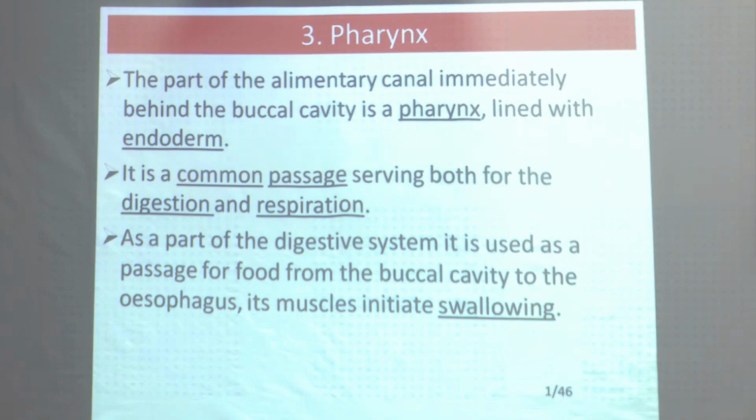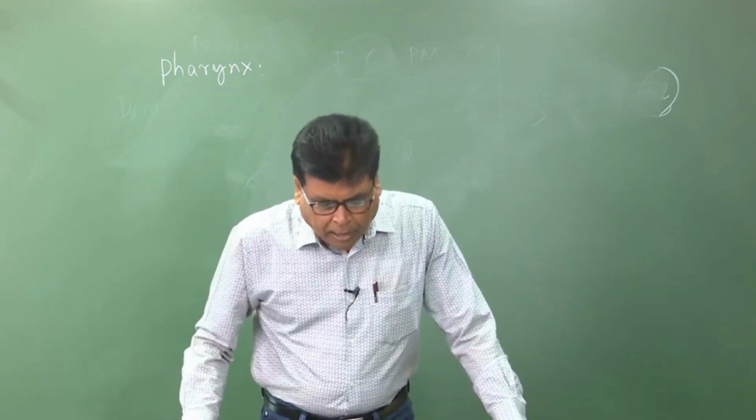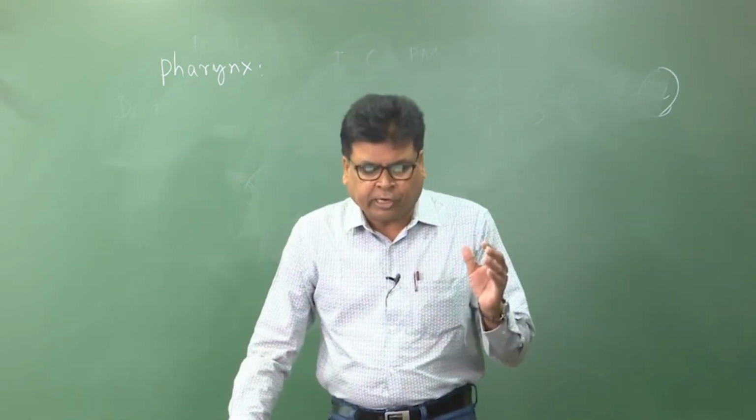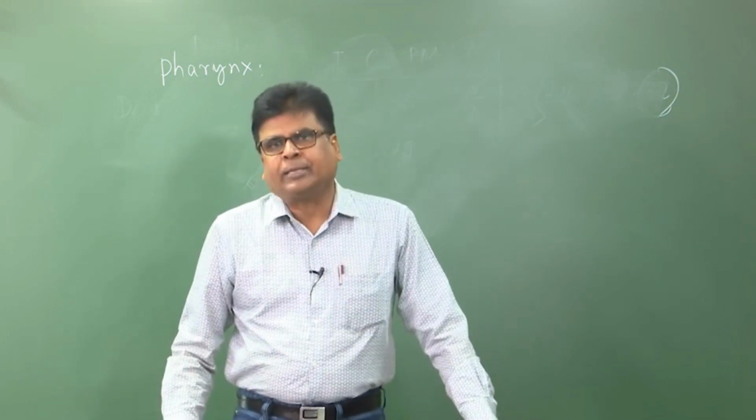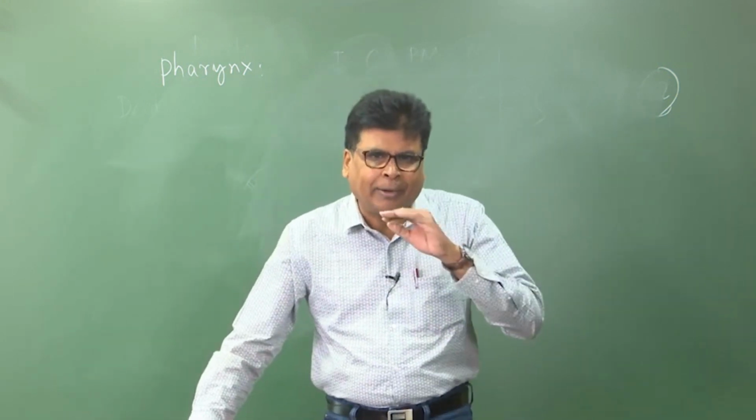The part of the alimentary canal I shall discuss now is the pharynx, the most important part, and we shall discuss the pharynx of different animals or different tetrapods, so that this will become a comparative study. The part of the alimentary canal immediately behind the buccal cavity is the pharynx, lined with endoderm. So, the pharynx is lined with what?